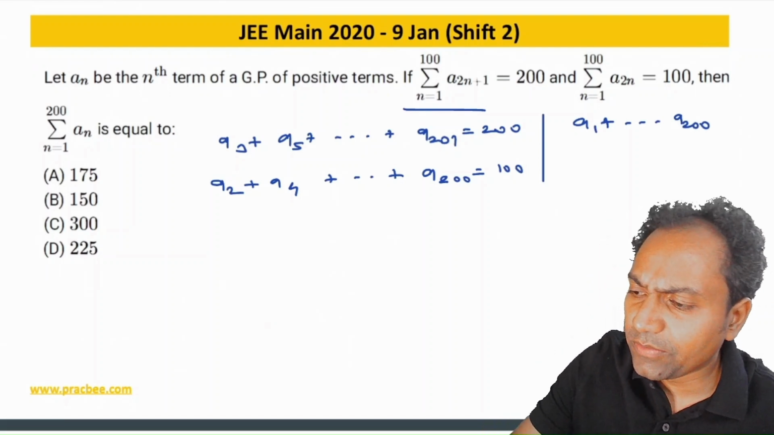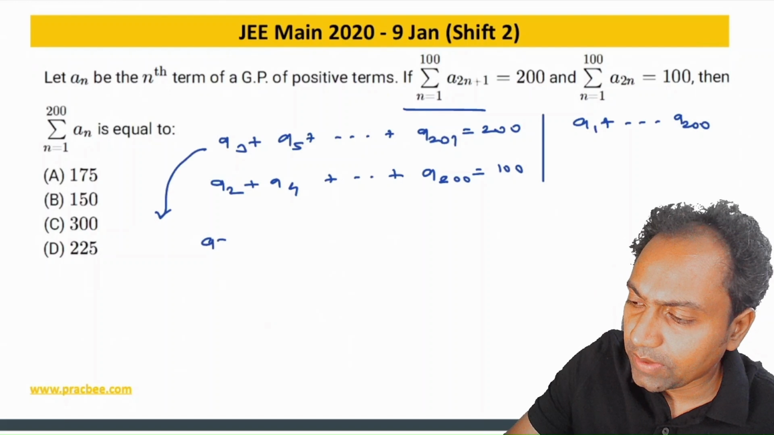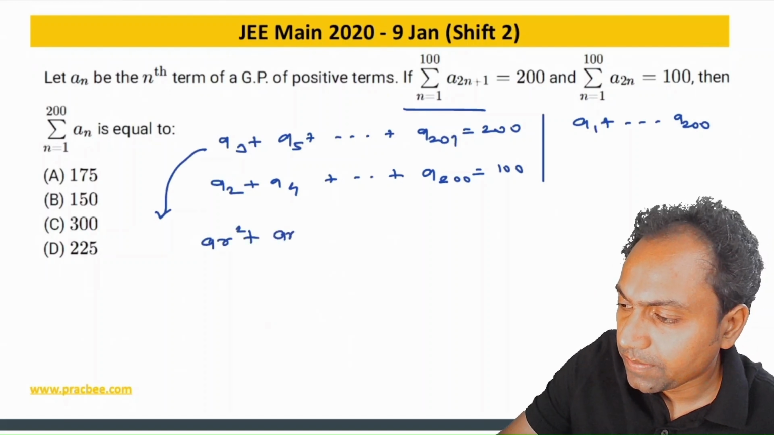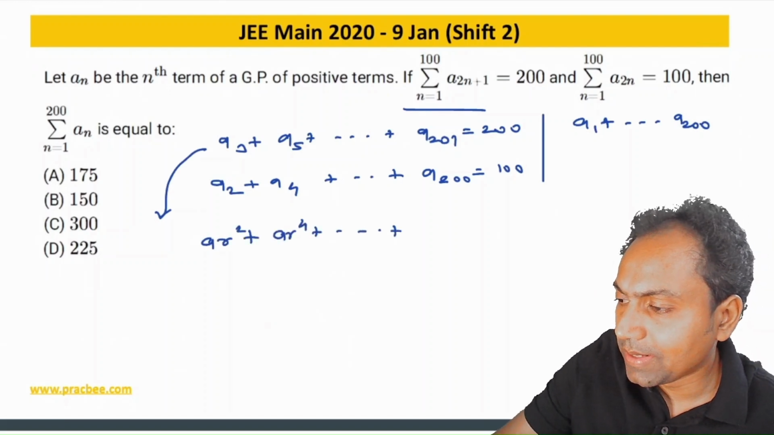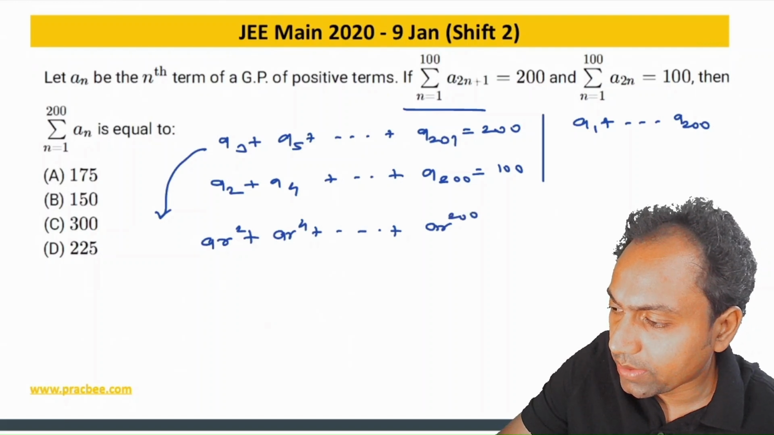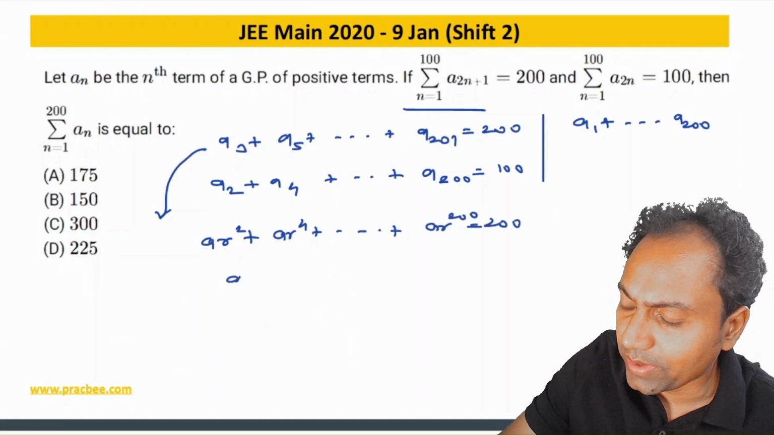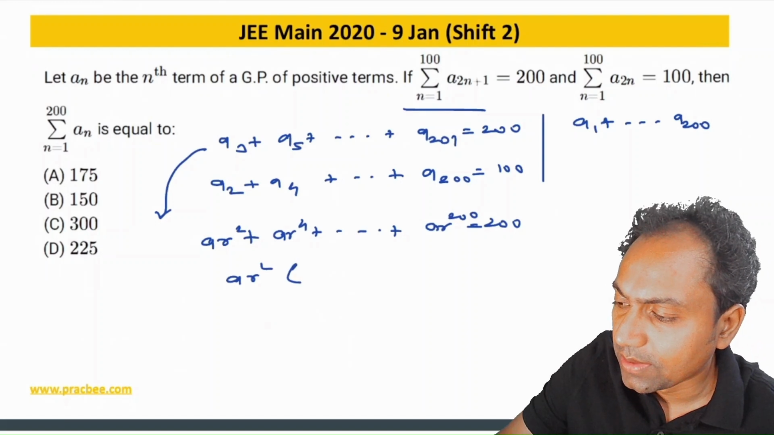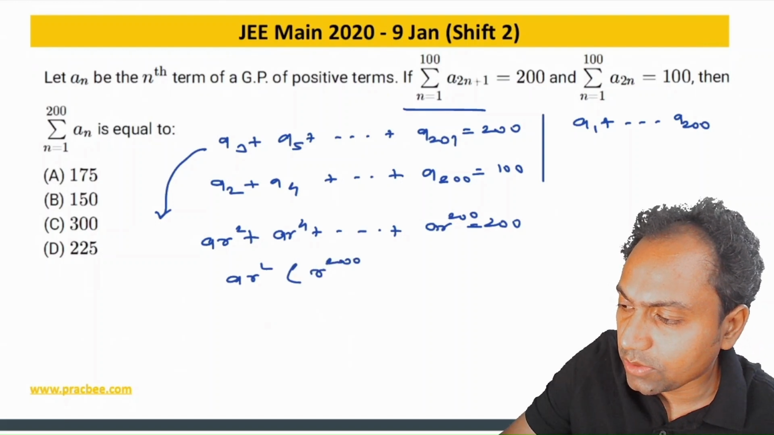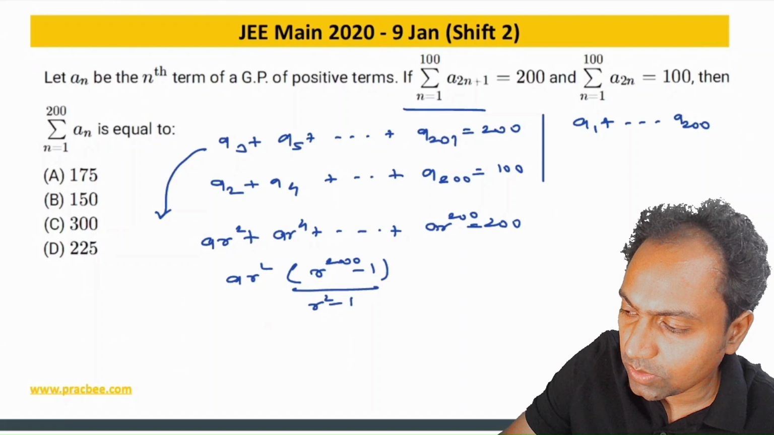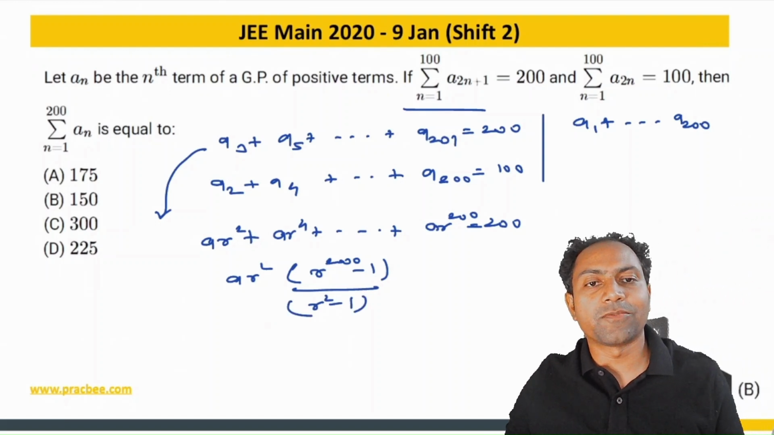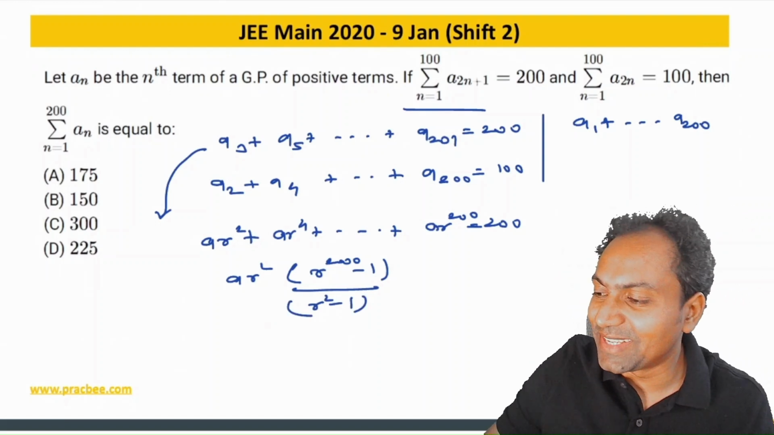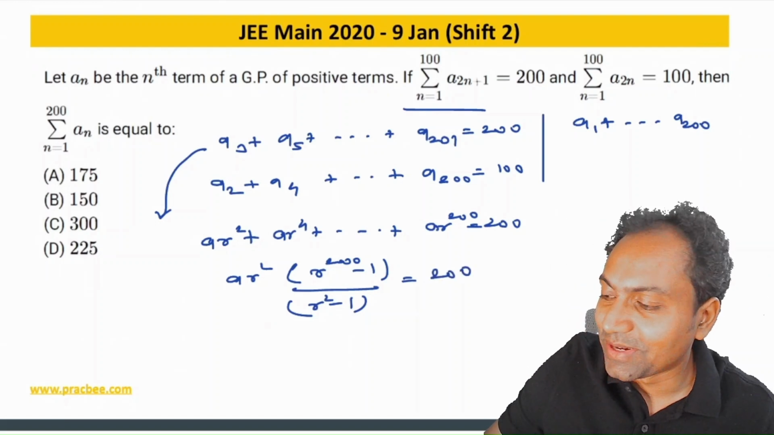Now interestingly, if you take your first condition, it will become ar^2 + ar^4 up till ar^200, which is nothing but 200. So if I want to write the sum, it becomes ar^2 into (r^200 minus 1) by (r^2 minus 1). So we have applied the formula of the sum of n terms of a GP. So this is nothing but 200.